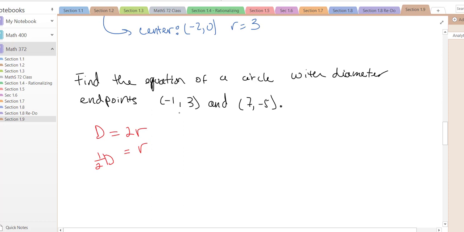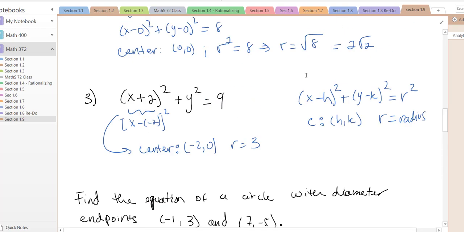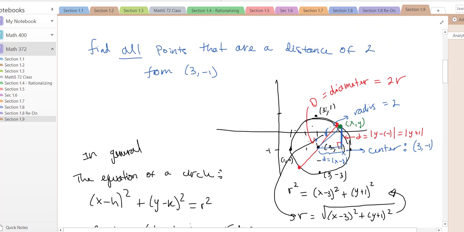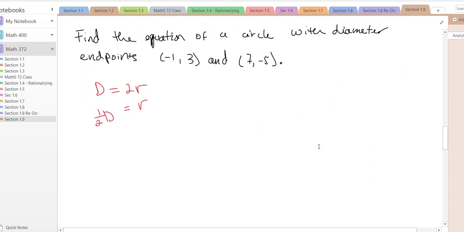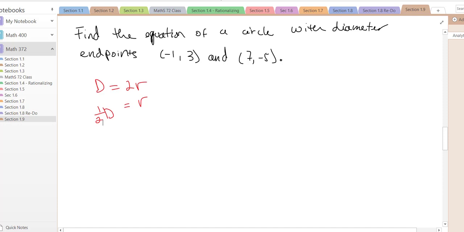How do I find the length of the diameter? We're going to use the distance formula. And then the center, notice back up over here that the diameter goes through the center. And in fact, the center of the circle is the midpoint of the diameter. So to find the center, I need to find the midpoint. And so the center is going to be the midpoint of the 2 points.